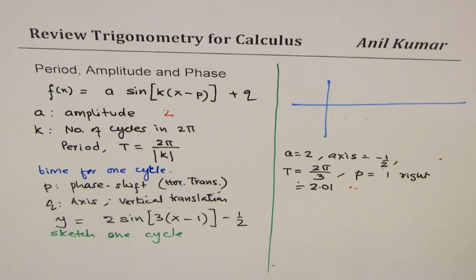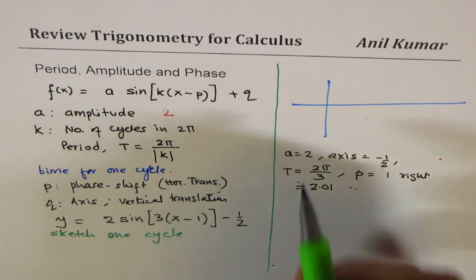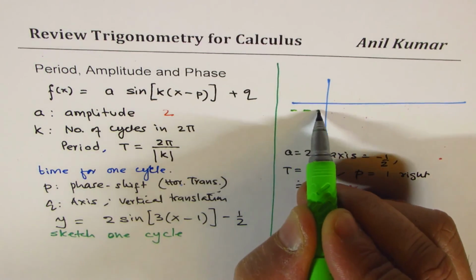Okay. So to sketch this, what we should do is we can start with the axis itself. So axis is at minus half. So that is minus half, let us say.